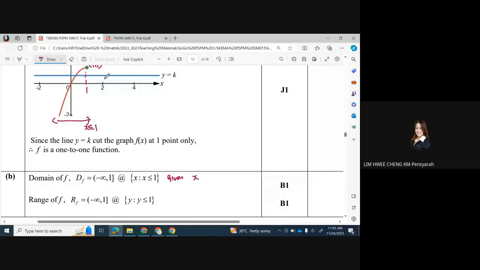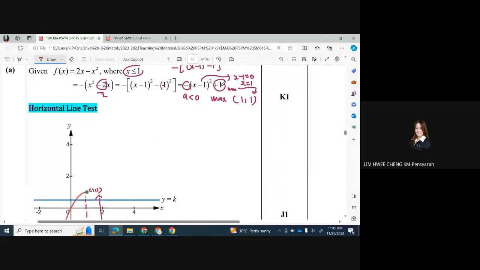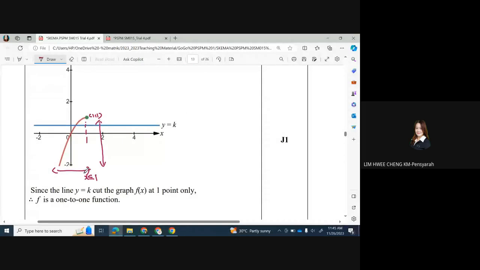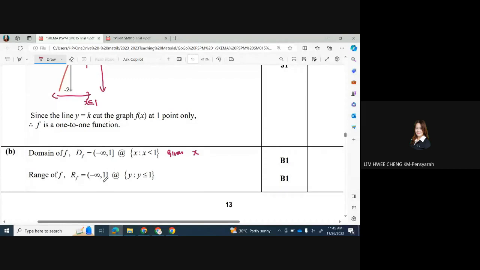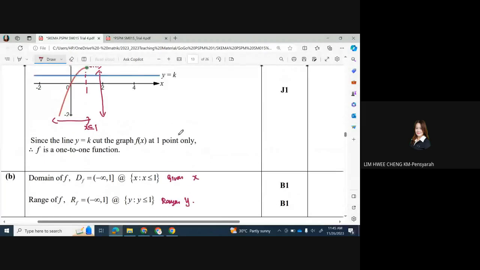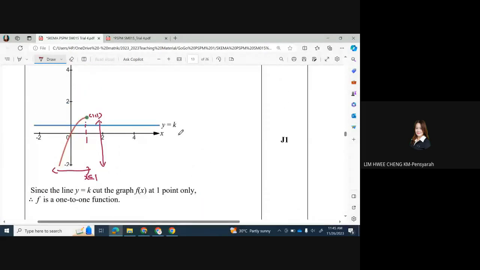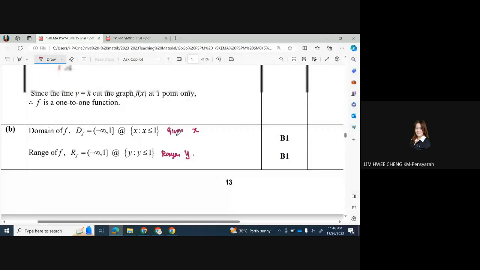Okay, kalau range kita baca dia punya y, dia paling tinggi kat mana? Y dia paling tinggi adalah 1. So maka dia adalah daripada negative infinity kepada 1. So y is less than or equal to 1. Okay, ini kita tengok range, kita tengok value y dia. Okay, domain kita tengok value x. Okay, so we already done this.